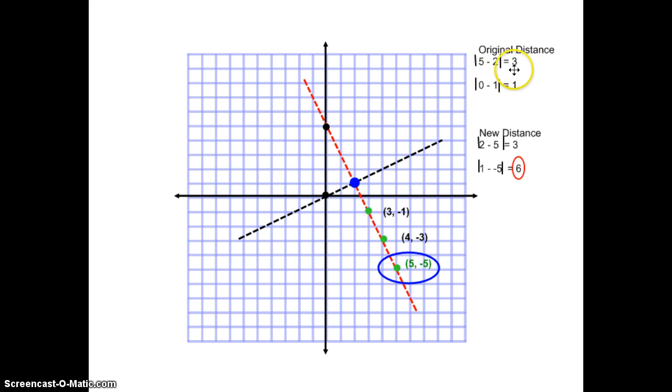We need the distance to be the same. However, if we do 1 minus negative 5, the absolute value of that is 6, which our new distance would then be, because we need to go with whatever distance is bigger. And because our distance is 6 and not 3, we know that the distance was not maintained and therefore it is not an isometry.